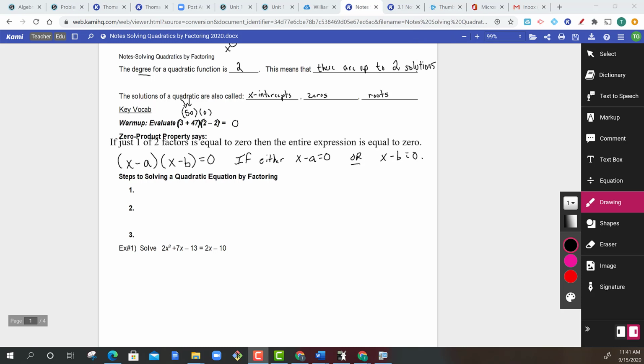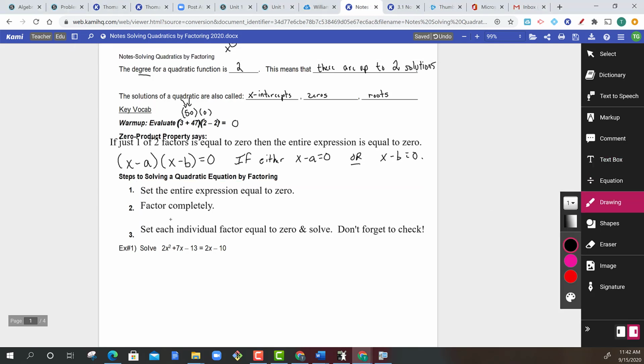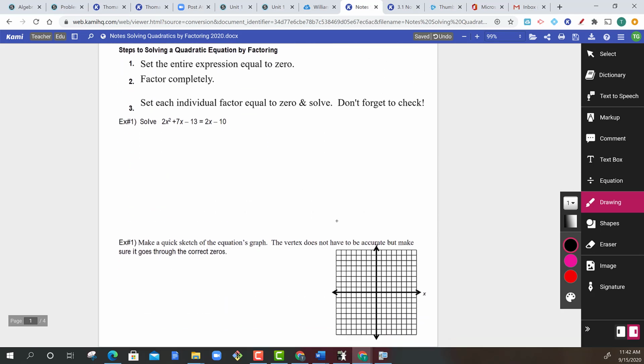So we're going to talk about the steps to solve a quadratic equation by factoring. If you can factor, then that's the hard part of these problems. So the first 2 steps to solving are pretty familiar. First one is set the entire expression equal to 0. So we've been doing that for a while. Factor completely. So that's what we've been working on in class a lot. Step 3 is the new step, but really this you'll see is mostly just a pre-algebra step. It's pretty simple. So let's look at one example together and you'll try one on your own.